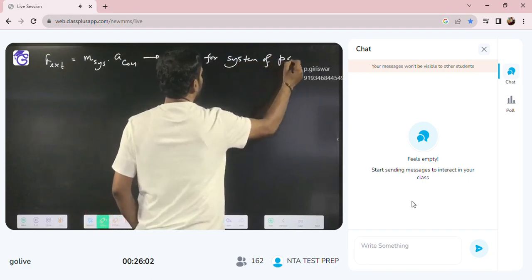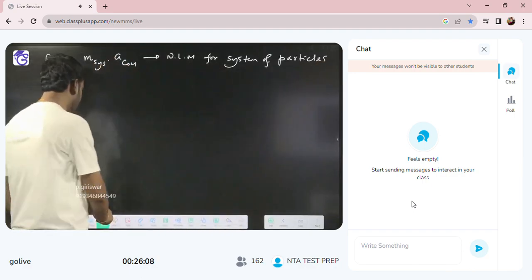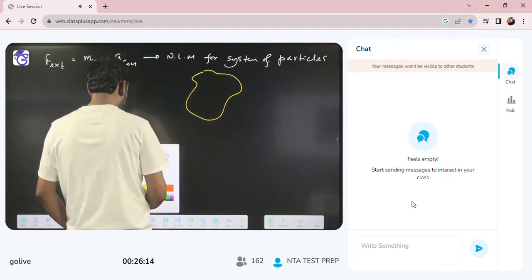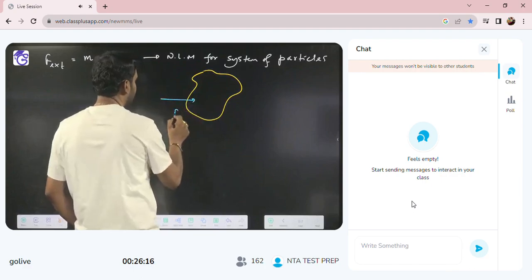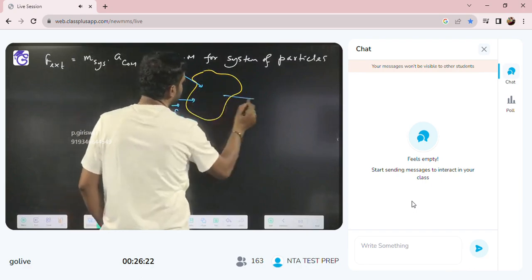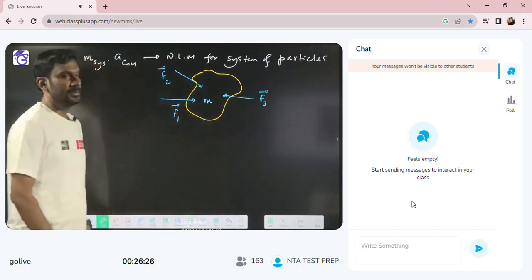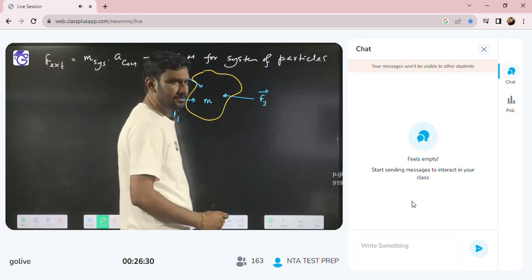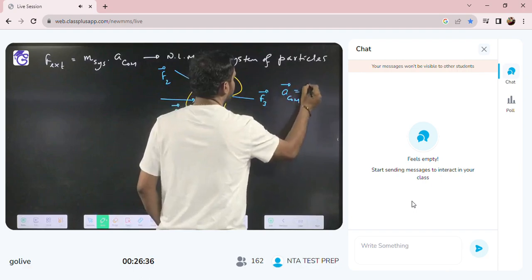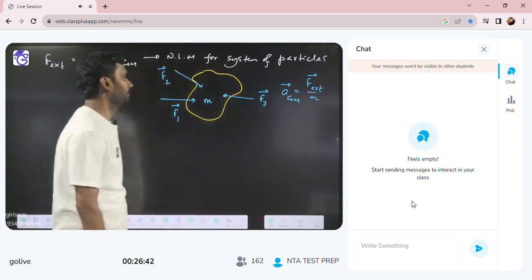For system of particles. It means if you have a rigid setup or a spread body like this, and in this body there are multiple forces acting. This is F1 vector, this is F2 vector, this is F3 vector. If the mass of the system is m, then from this we can write acceleration of center of mass vector is equal to F external vector divided by m.